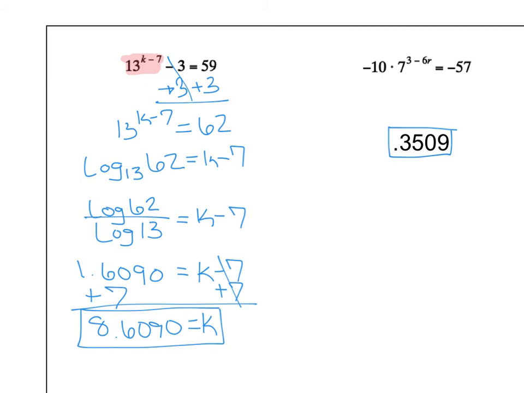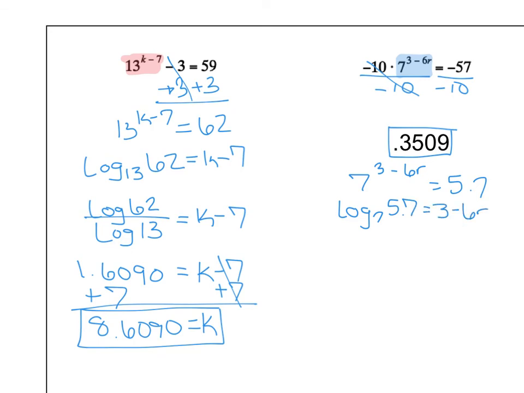So let's give this one a try. Now you'll notice we have times negative 10 at the beginning of this. Again, we're trying to isolate whatever base we have with an exponent. So we want to get that by itself. So to do that, I'm going to start by dividing both sides by negative 10. So that's going to leave me with 7 to the 3 minus 6r equals 5.7. All right, from there, I'm going to rewrite this in logarithmic form. So I have log base 7 of 5.7 equals 3 minus 6r.